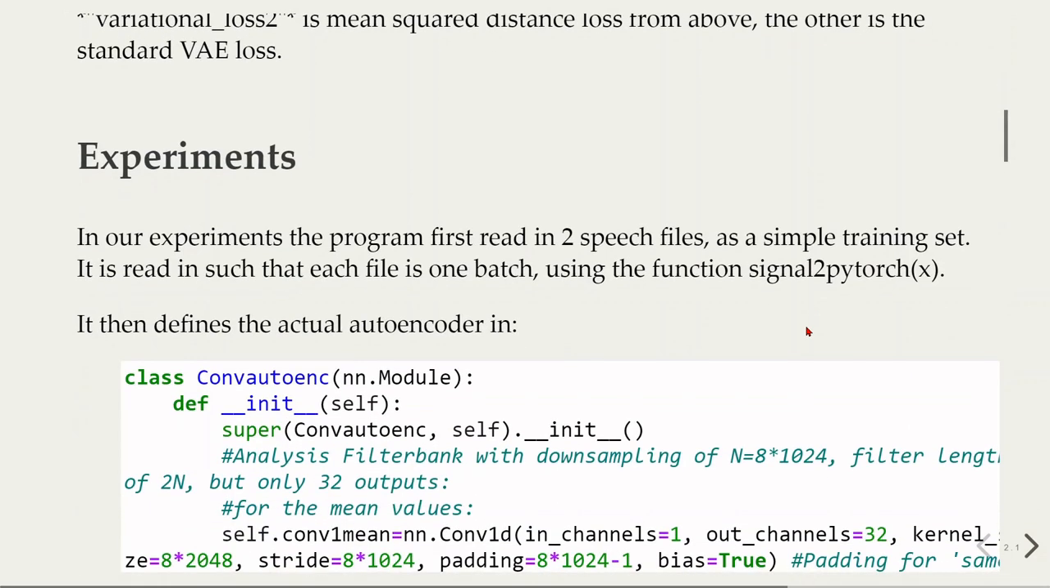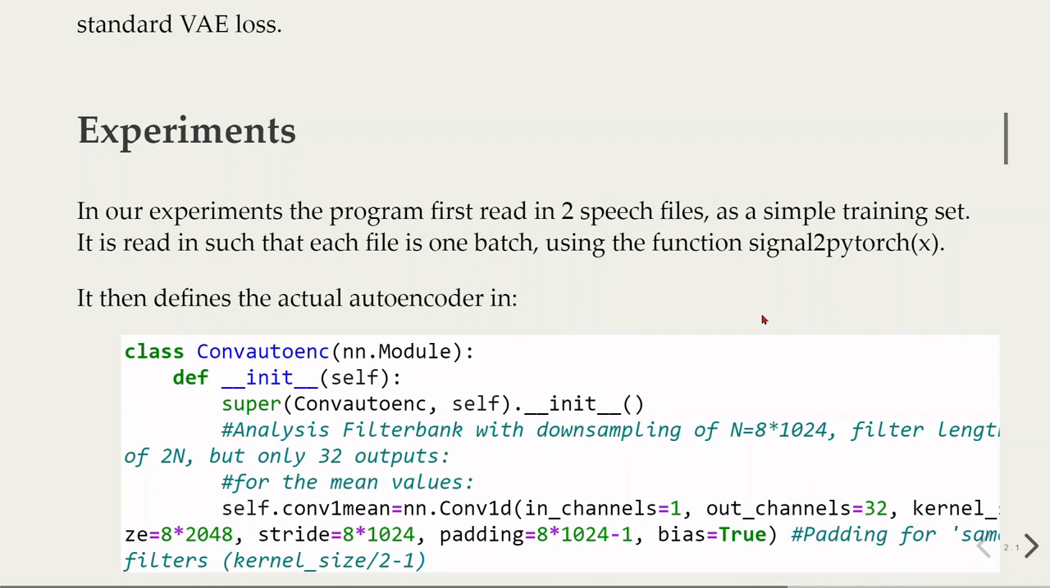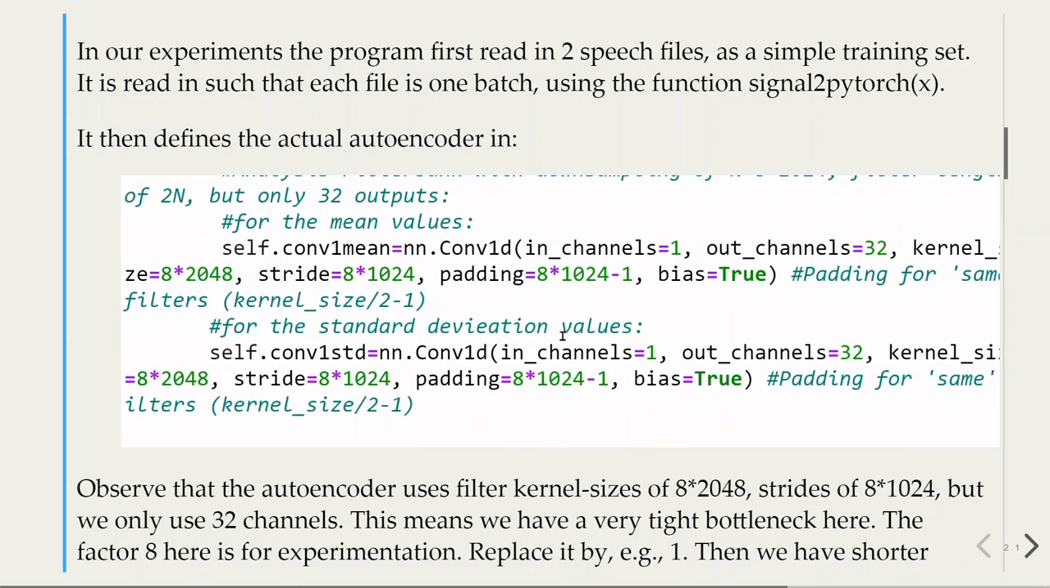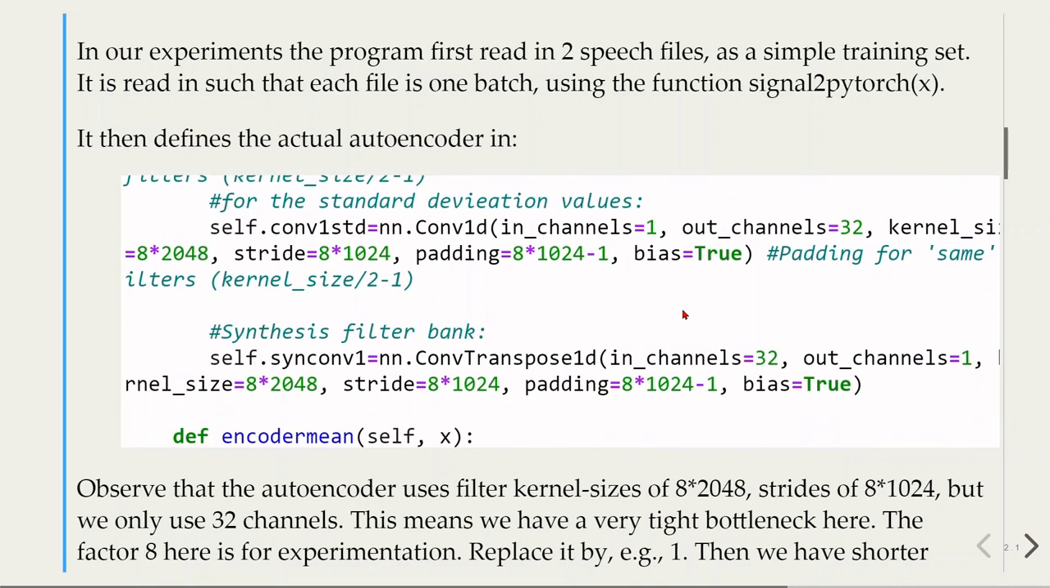In our experiments, the program will read in two speech files as a simple training set. It is read in such a way that each file is one batch, and we use the signal to pytorch function to convert our arrays into pytorch tensors. Here we can define the actual autoencoder. So we have here the analysis filter bank for the mean values, and then for the standard deviation values, and then the synthesis filter bank.